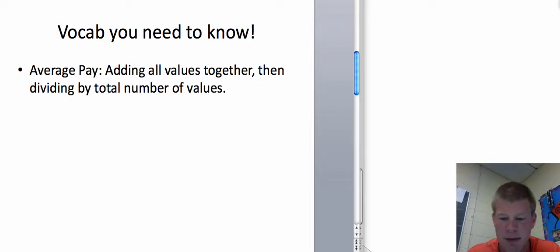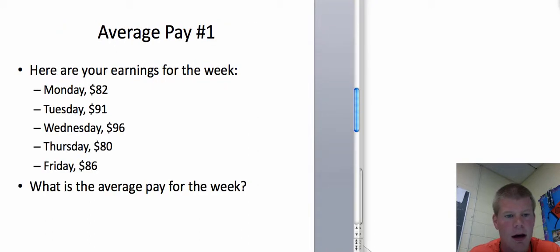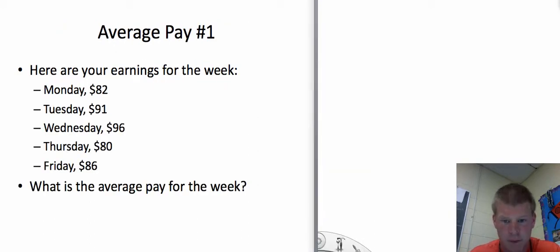I've got 3 different examples we're going to go over here. Starting with this one, it's a very basic example. These are our values that we have earned throughout the week: 82 on Monday, 91 on Tuesday, and so forth down here. So we want to know what was our average pay for the week. To figure that out, we're going to add these 5 numbers up together.